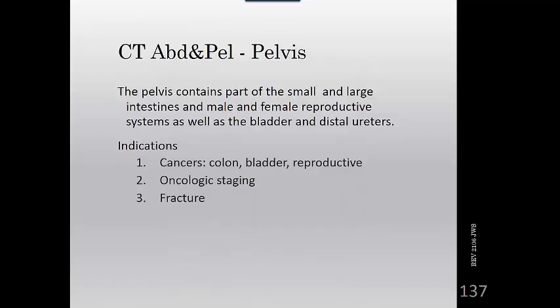The pelvis contains part of the small and large intestines and the male and the female reproductive systems, as well as the bladder and the distal ureters. Indications for scanning pelvis only include the colon, cancers of the colon, bladder, and the reproductive areas, oncologic staging, and fractures.